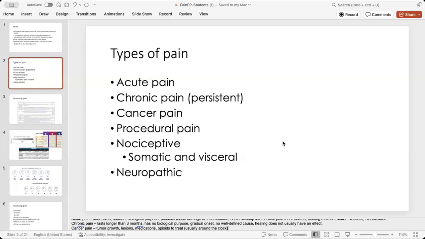All right, what about procedural pain? Surgery, right? Any kind of procedure. Going to surgery and having a procedure done, there's expected pain with it. It's a medical procedure, so you're probably going to expect some acute pain.